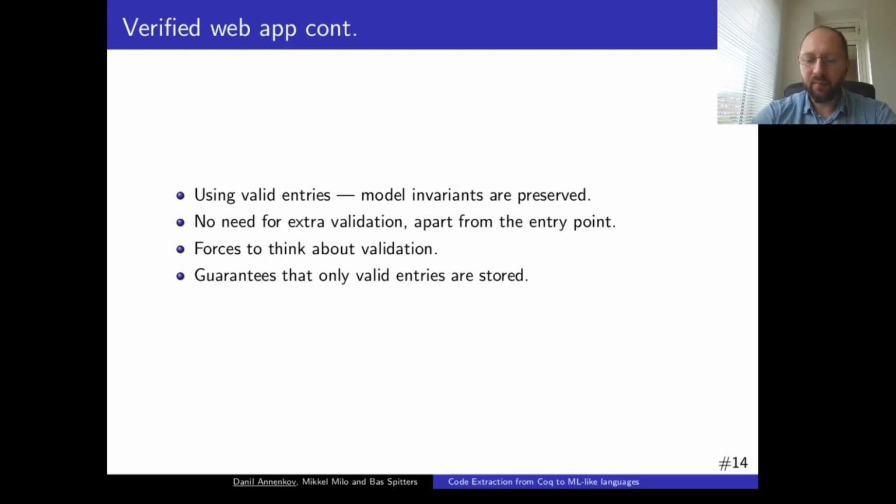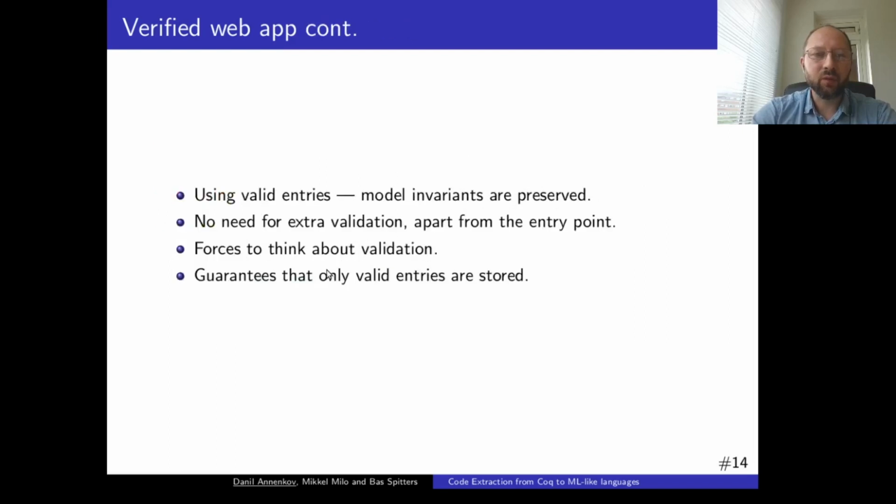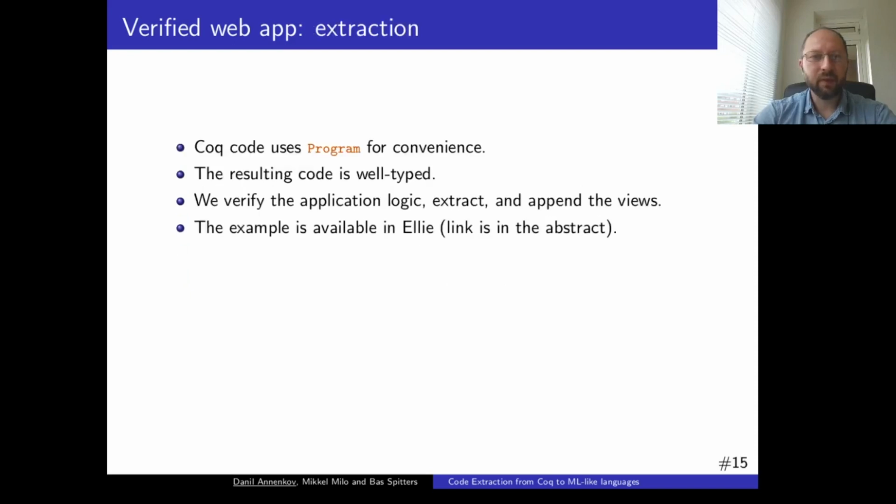And the nice thing about this user list, if you go back to the previous slide, is that the users are a list of valid entries with no duplication. That forces us to store only valid entries as a state of our application. So in the course of the development, we use again the program environment for convenient programming with subset types, and we also use monads, and after unfolding the definitions, it results in well-typed Elm code.